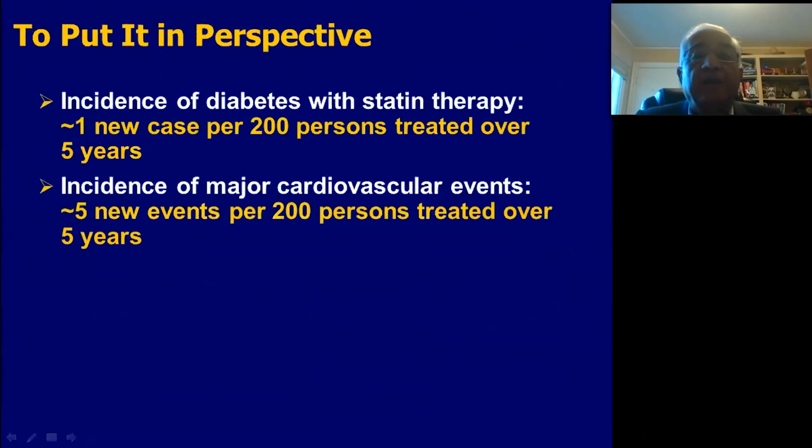So to put it in perspective, if you use intensive statin therapy, or any type of moderate or intensive statin therapy, in, let's say, 200 people who are treated over the course of 5 years, you will get one new case of diabetes. But at the same time, in the same period of time, in the same 200 people, you will prevent 5 new cases of cardiovascular event. So that shows that the risk-benefit ratio of statin therapy is in favor of using statin therapy when somebody is at high risk for cardiovascular disease.